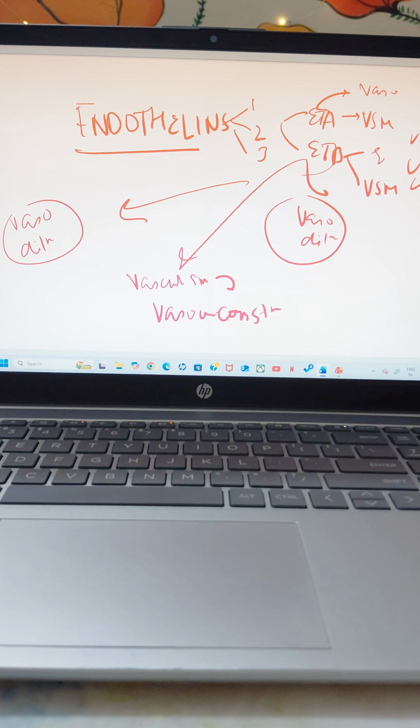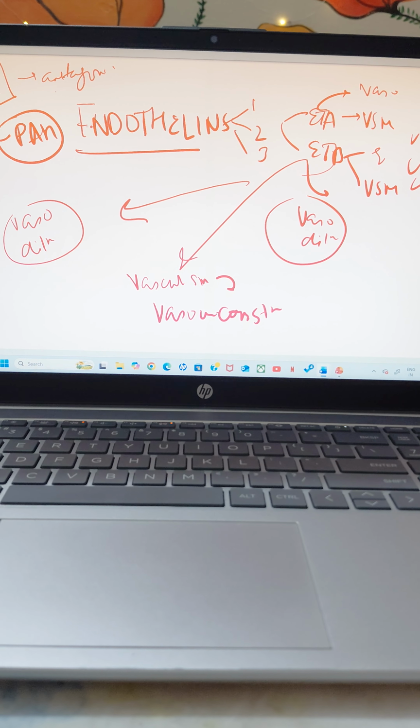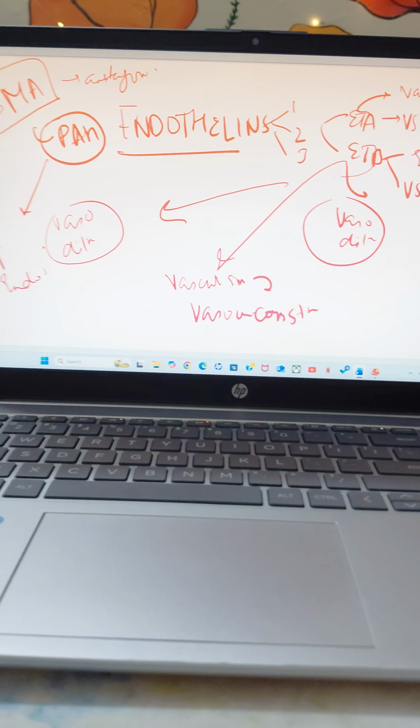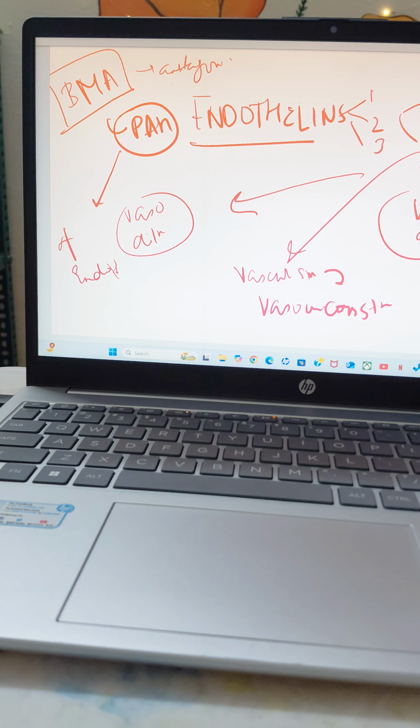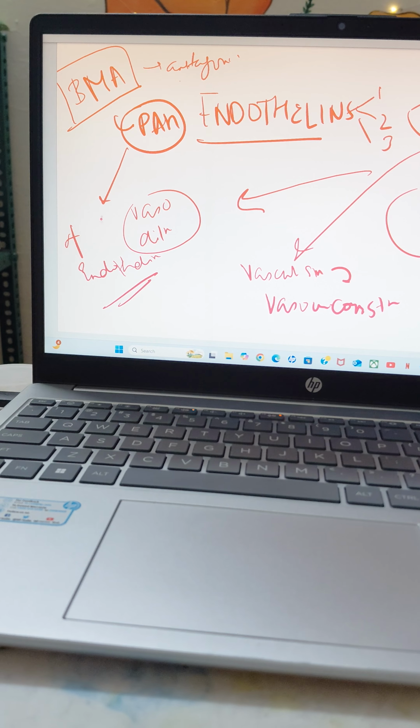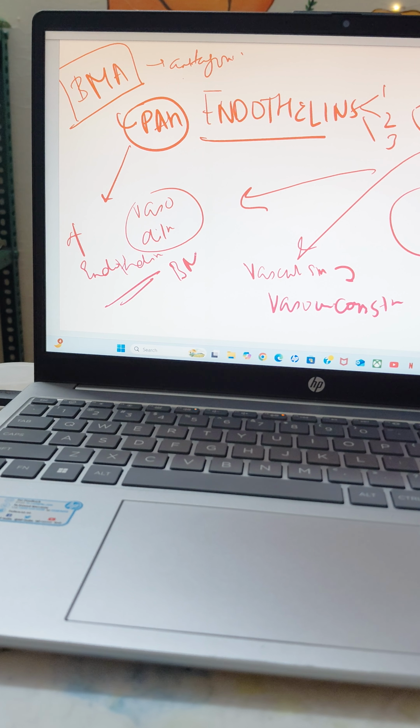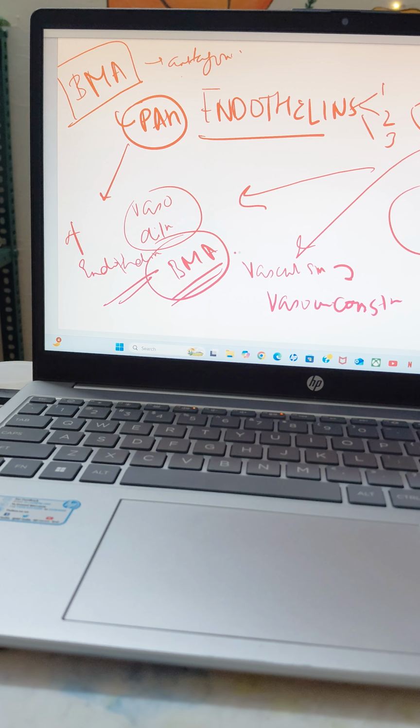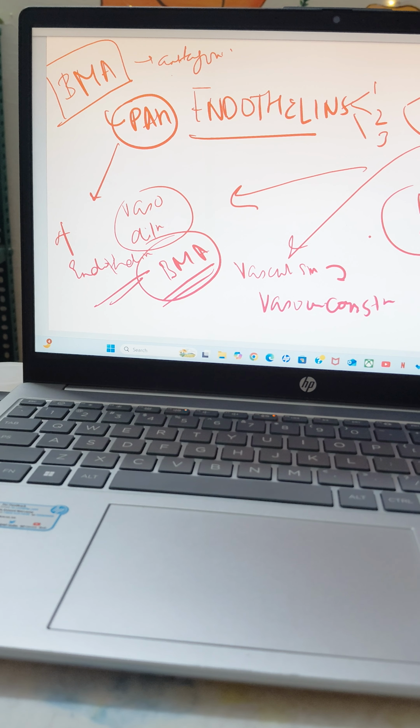Then we have studied the antagonists of endothelin, Bosentan, Macitentan and Ambrisentan. These antagonist drugs are used mainly in pulmonary hypertension, because in pulmonary hypertension there is an increase in endothelin. Because there is an increase in endothelin, we need antagonists like Bosentan, Macitentan and Ambrisentan. And there are some recent advances which we have discussed.